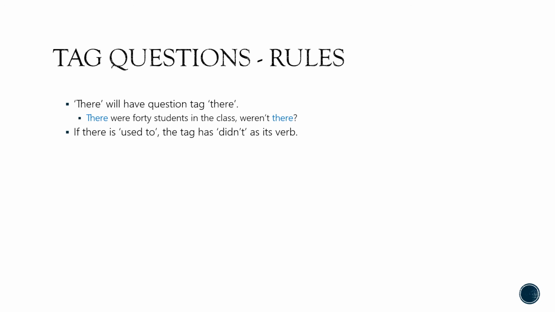If there is used to in the sentence, then the tag would have didn't. Definitely, used didn't would have been clumsy, right? She used to live in Delhi earlier, didn't she? Much better.